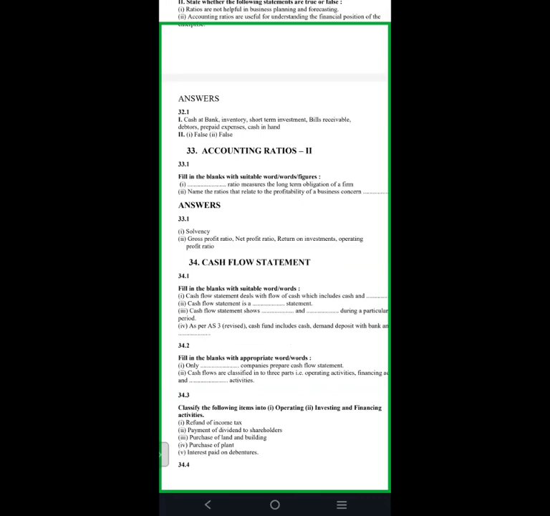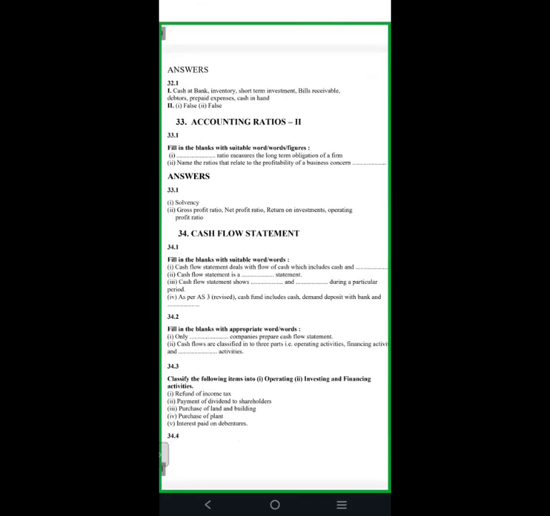Fill in the blanks with the suitable word or words. Dash ratio measures the long-term obligation of a firm. Solvency ratio. Name the ratios that relate to the profitability of a business concern. Gross profit ratio, net profit ratio, return on investment ratio, operating profit ratio.